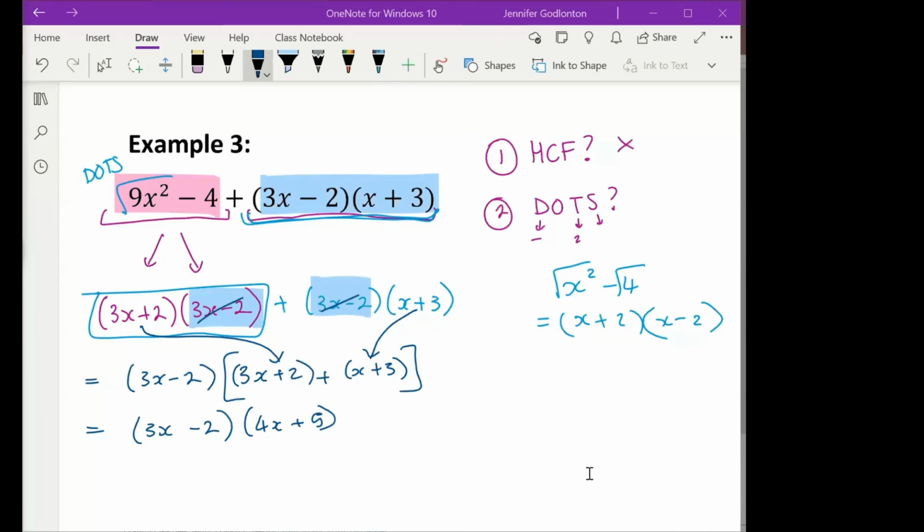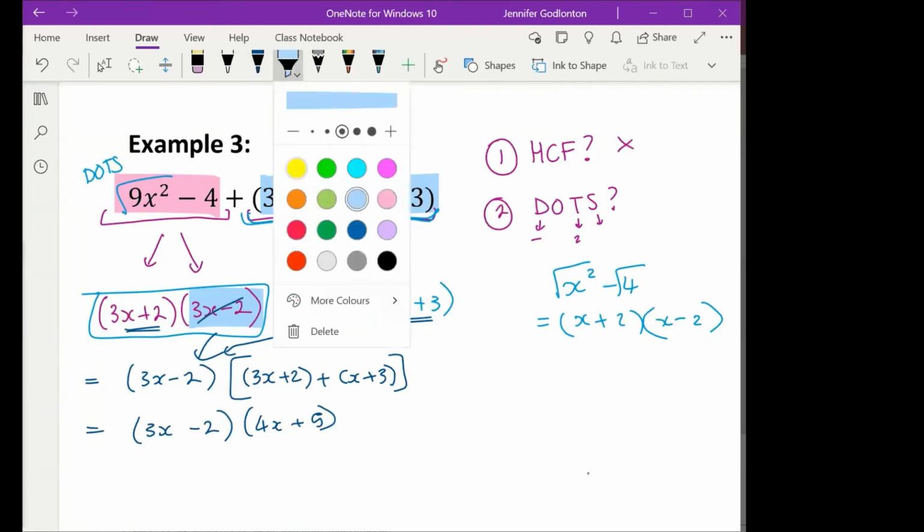Ma'am, please go over the last 2 steps. Okay, so all that's happening in this step over here, guys, is we took out our highest common factor, which was 3x minus 2. Okay, we took out that highest common factor. And whenever we take out a highest common factor, we then write what we have left. So in this term, what I have left is 3x plus 2. And what I have left in this term is x plus 3. Those are my two leftovers.